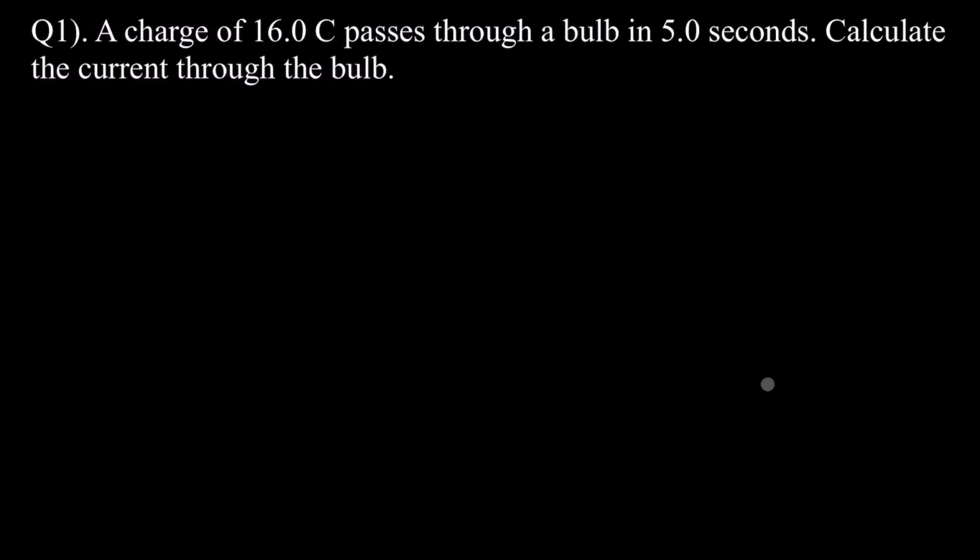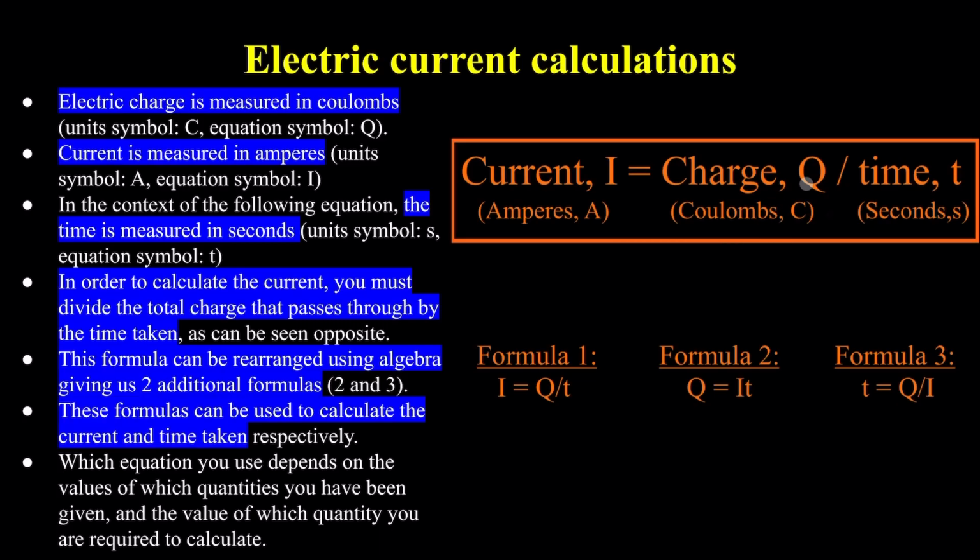Okay, so this question says a charge of 16 coulombs passes through a bulb in 5 seconds. And the question wants us to calculate the current through the bulb. So I would like you to pause the video and try and answer this question yourself using the equations I showed you previously. So the first thing we need to do is identify what exactly we've been given. So we've been given the charge, because charge is measured in coulombs, and we've been given the time, because time is measured in seconds. So let's go back and see which equation we need to use from the three we looked at before. So since we've been given both charge and time, we need to use this equation here.